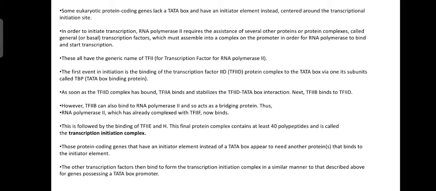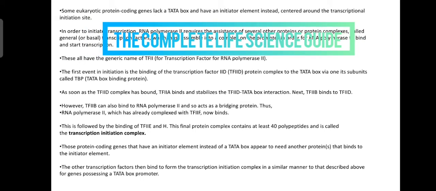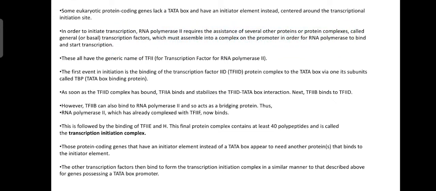factor IIA, will bind and stabilize the transcription factor IID TATA box interaction. First the transcription factor IID TATA box interaction will occur, and to stabilize this interaction, transcription factor IIA will bind. Then next, the transcription factor IIB binds to transcription factor IID.